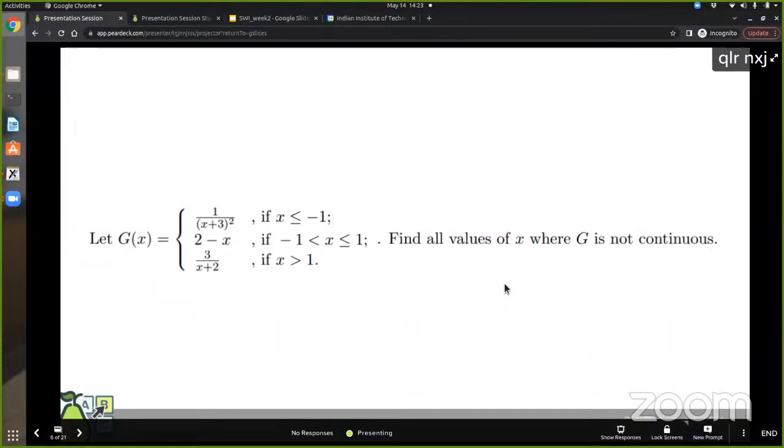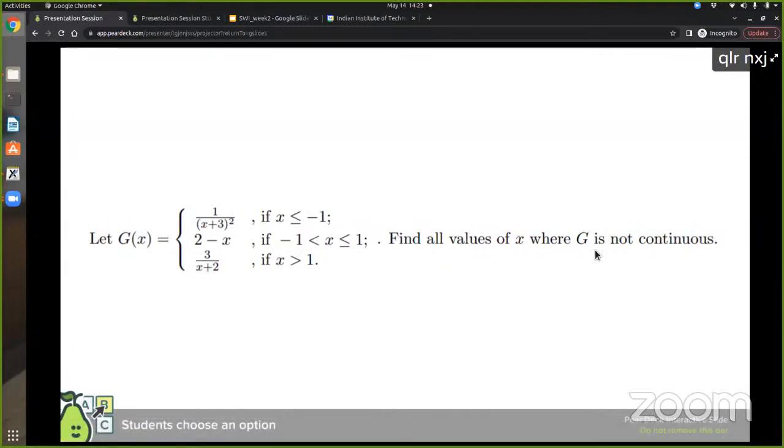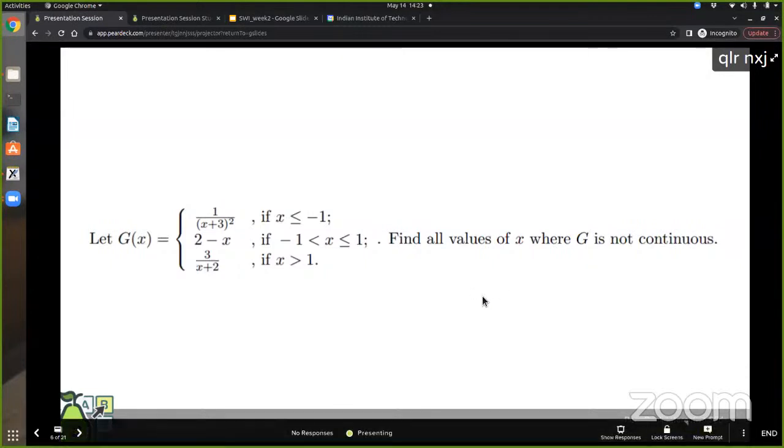Our next question is, we are given this piecewise function where three different equations of the function are given. We have to find all values of x where g is not continuous. I'll give you some time before I explain which points to look for.